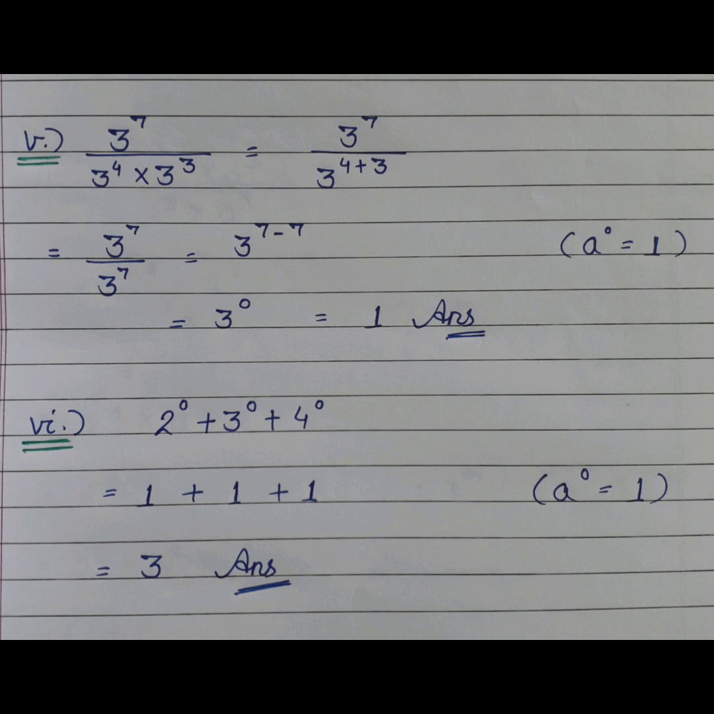And as we know, a to the power 0 is always 1. So the answer is 1. The next part is 2 to the power 0 plus 3 to the power 0 plus 4 to the power 0. As all the numbers have power 0, straightforwardly the numbers will become 1. So 1 plus 1 plus 1 will give 3 as our answer.